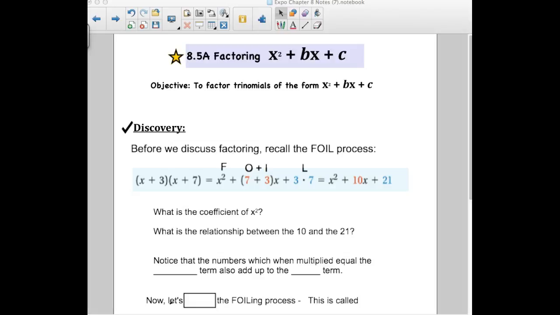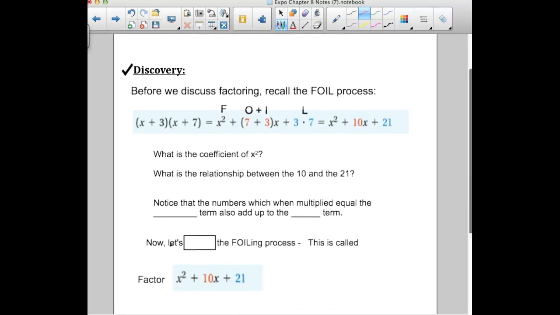All right, here are the notes for section 8.5a for exponential algebra. Our objective today is to factor trinomials that have the form 1x squared plus bx plus c. We will be learning other factoring techniques, but for today we are strictly looking at the ones where our leading coefficient, or that coefficient of x squared, is just a 1. Before we start the factoring process, we need to review foiling.